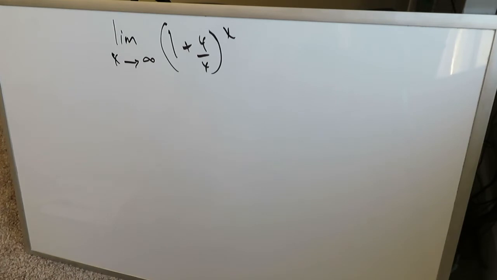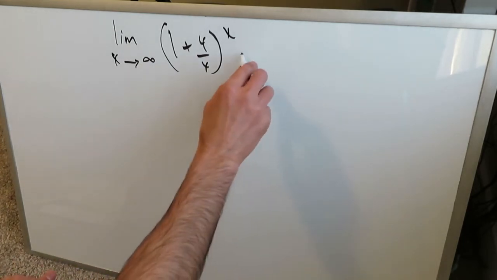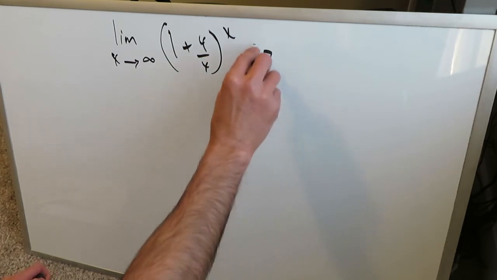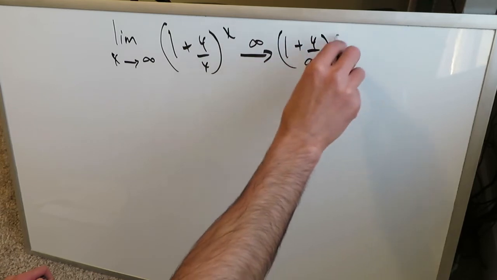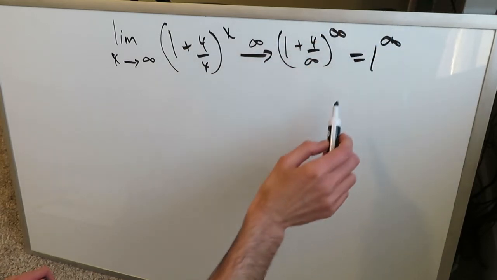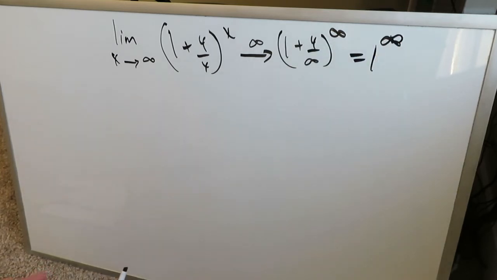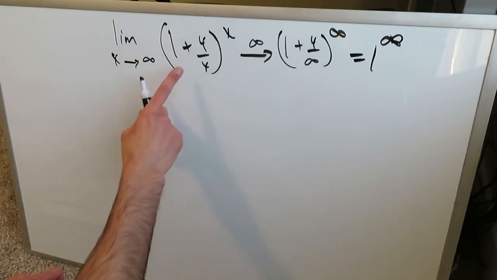For this question, if you put infinity in place of x to determine if you're dealing with an indeterminate form, you would notice that we are. You'd basically get 1 plus 4 divided by infinity, to the power of infinity. This part would zero out, so you'd basically have 1 to the power of infinity, which is an indeterminate power type, and I've shown you why in the previous video. So you should be using L'Hopital's rule after you've modified this.